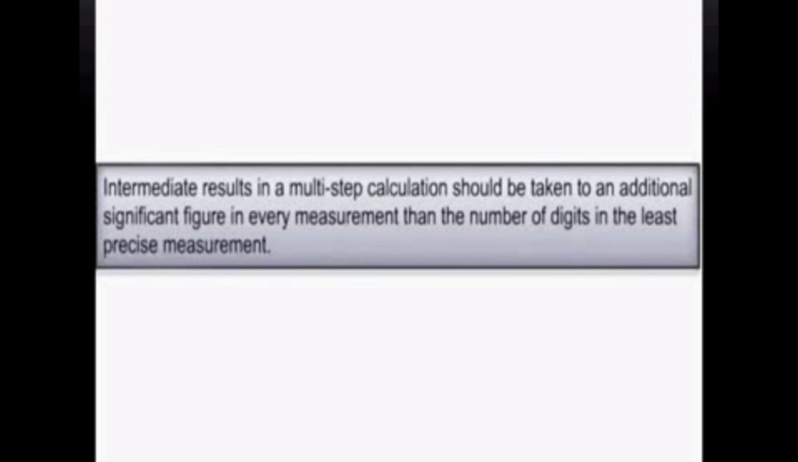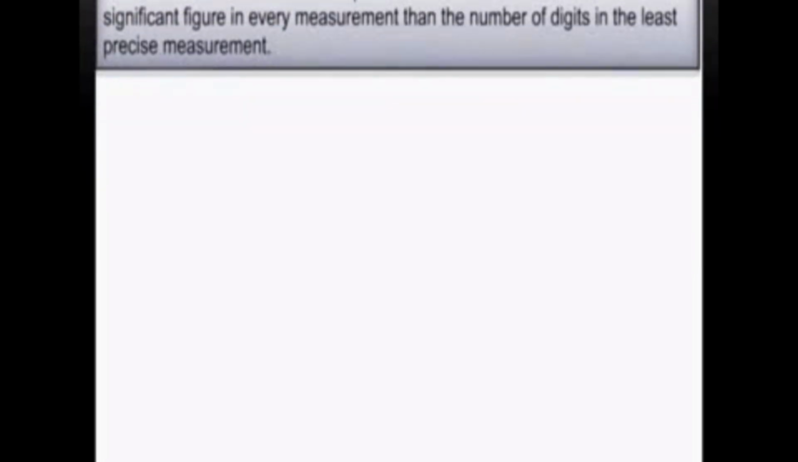Intermediate results in a multiple step calculation should be taken to one additional significant figure beyond the number of digits in the least precise measurement. So for intermediate results, there is a plus or minus on that value. Now we are going to see that. Let's see 6.55, number of digits is 3. That is 1 by 6.55. You are dividing that value, definitely you will get 0.00 and then you will get the value 0.152.